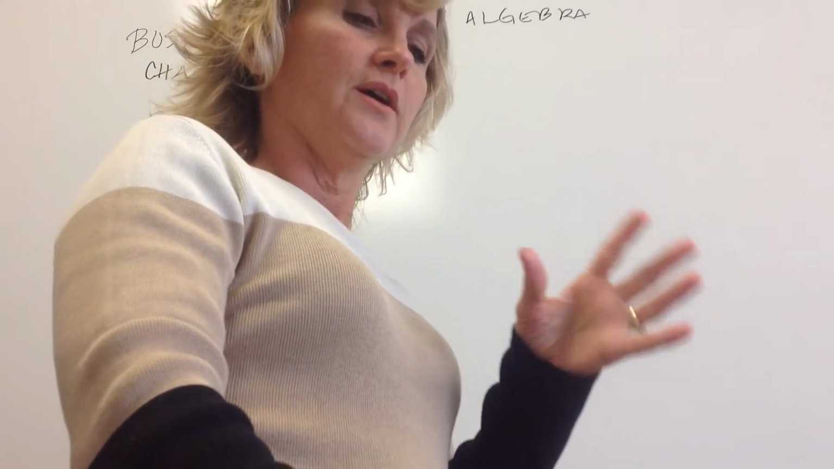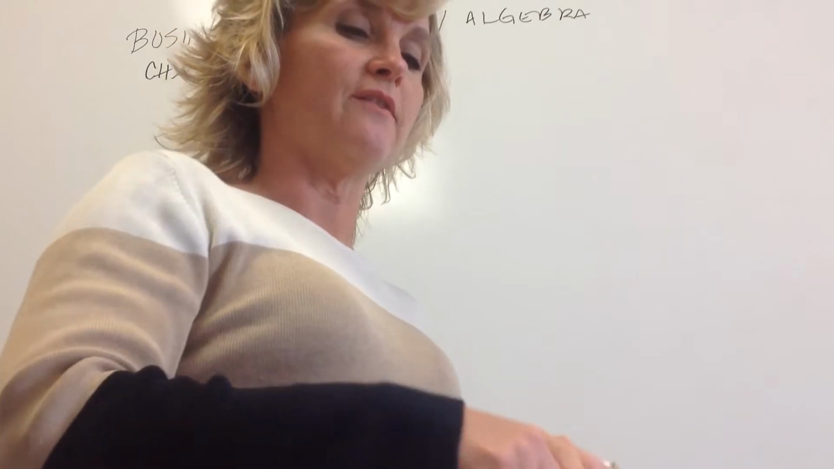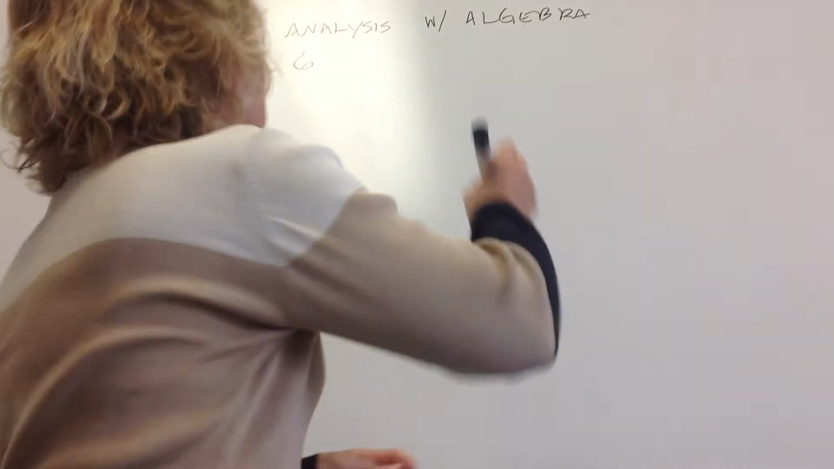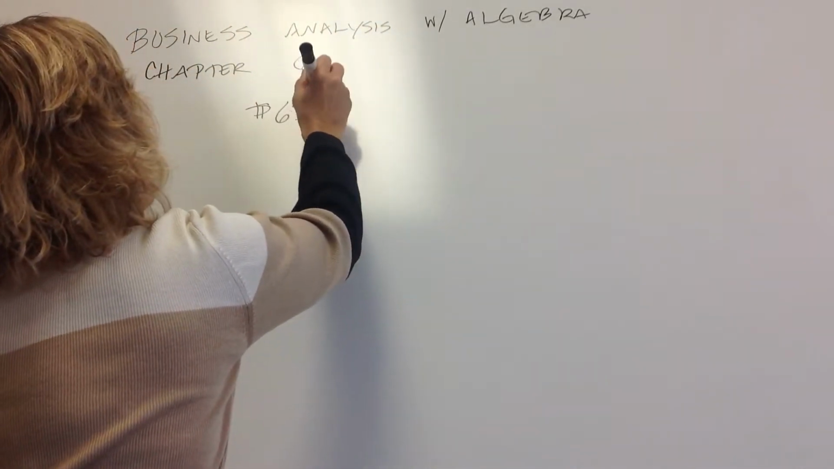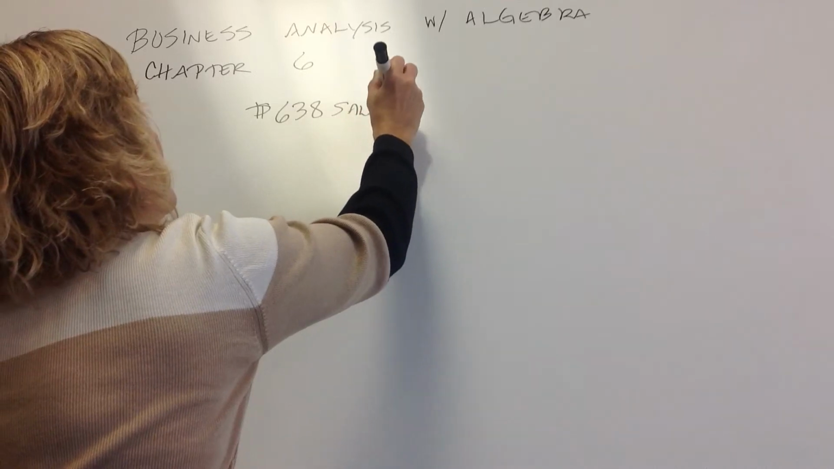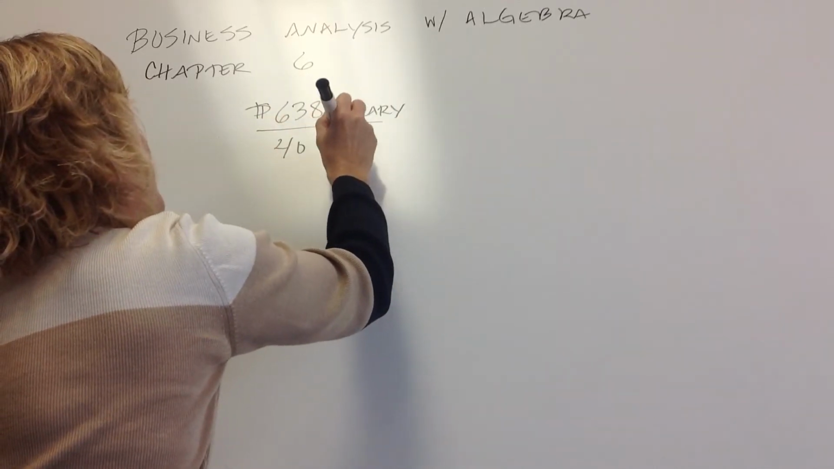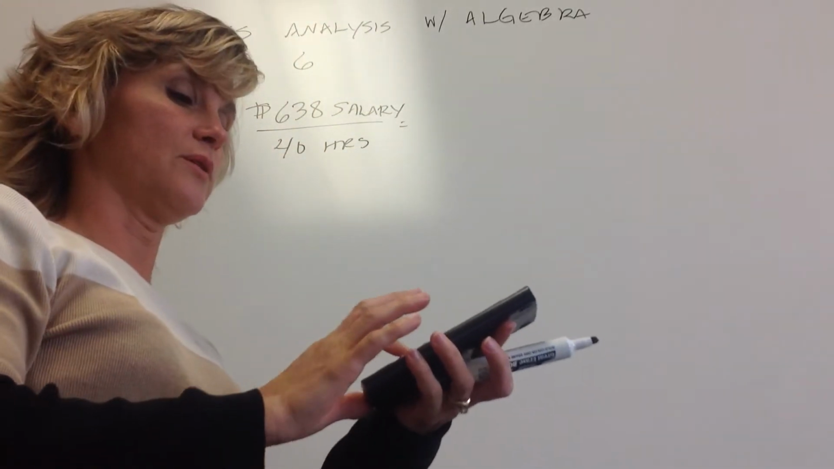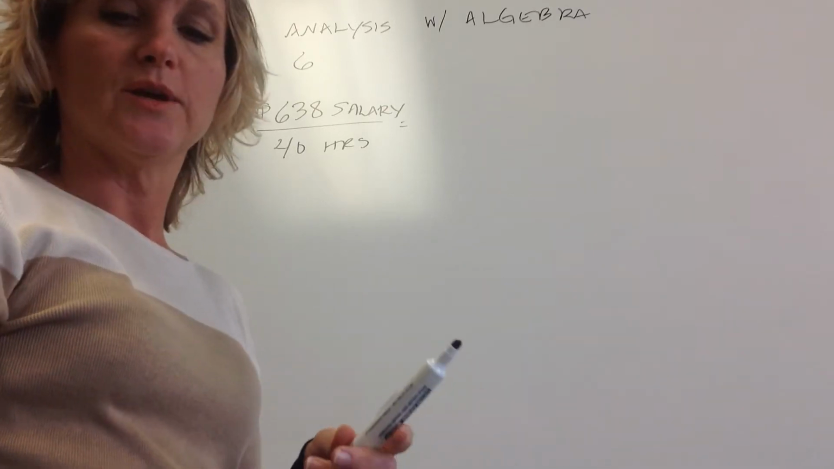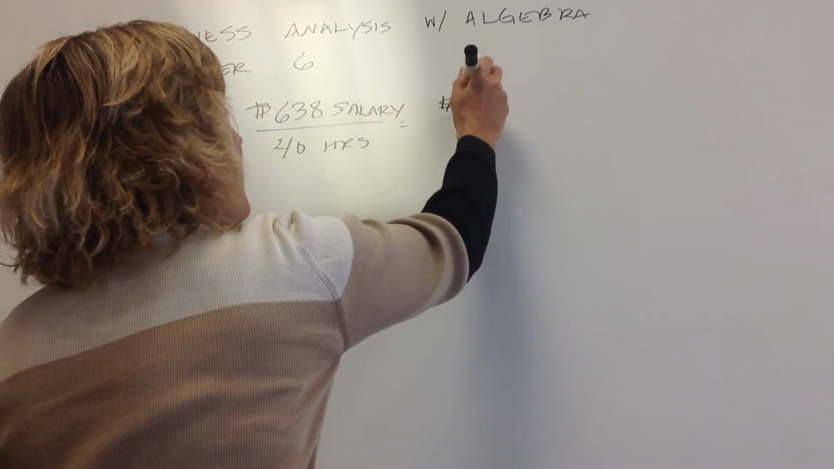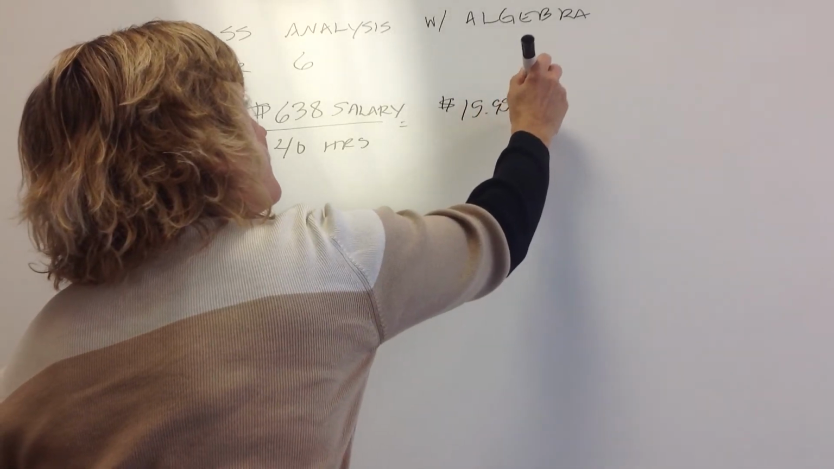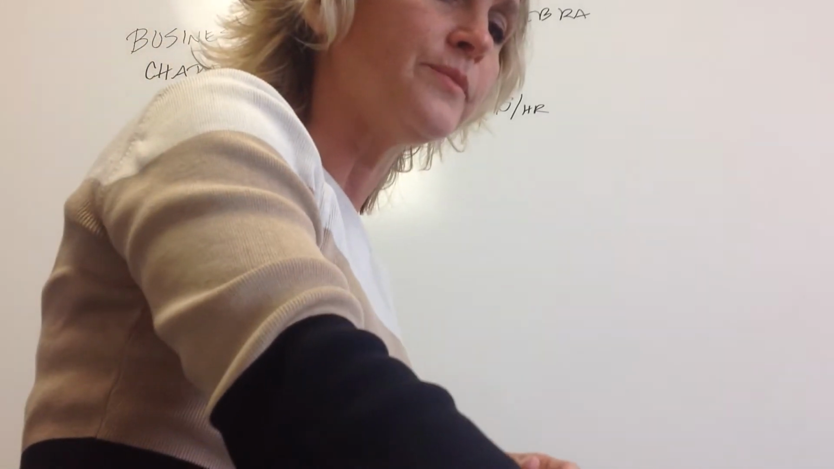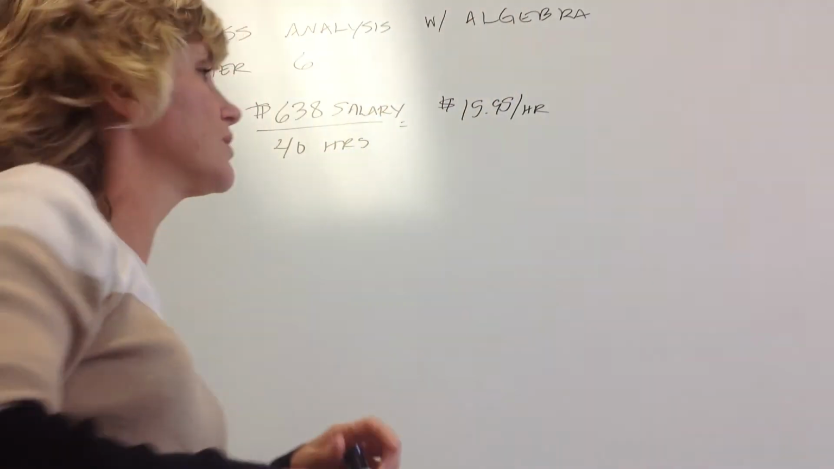So if we have an individual who's a manager and he has a $638 salary per week and he normally works 40 hours a week, we need to do this first step to figure out, well, what is his hourly rate? Because it's going to be his hourly rate that he gets paid the overtime. So he's making $15.95 an hour. And then let's say in this particular week that he works 52 hours.